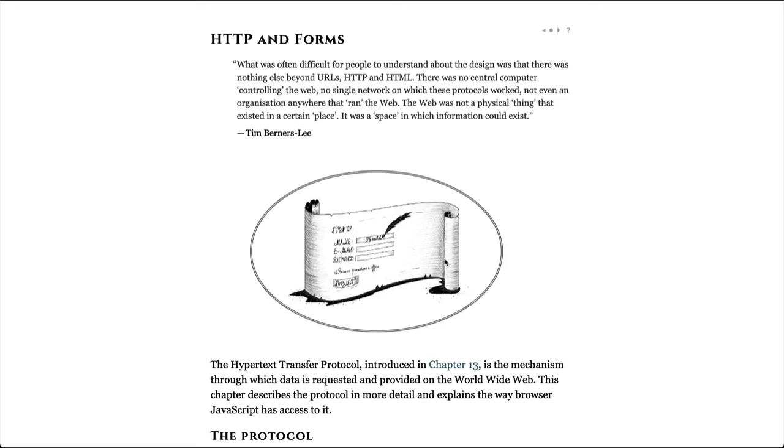What was often difficult for people to understand about the design was that there was nothing else beyond URLs, HTTP, and HTML. There was no central computer controlling the web, no single network on which these protocols worked, not even an organization anywhere that ran the web. The web was not a physical thing that existed in a certain place. It was a space in which information could exist.